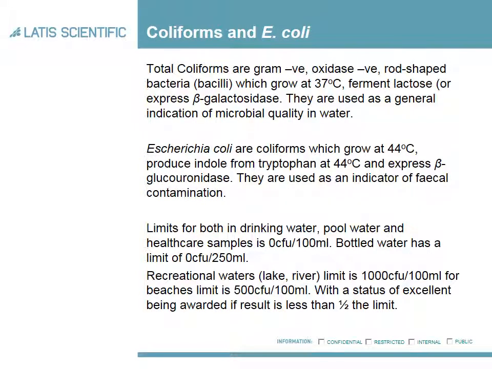Moving on, the most common indicator organisms of microbiological contamination, whether in potable water or recreational waters, are coliforms and E. coli. So total coliforms are defined as gram-negative, oxidase-negative, rod-shaped bacteria which will grow at 37 degrees, ferment lactose, or express the beta-galactosidase enzyme, and they're used as a general indication of microbiological quality in water because they're ubiquitous in the environment. So contamination of water with these wouldn't necessarily mean that there's fecal contamination in the water.